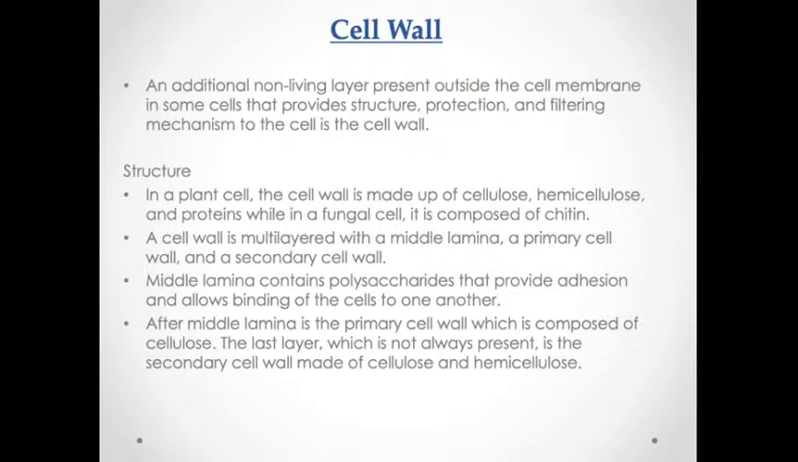In a plant cell, the cell wall is made up of cellulose, hemicellulose, and proteins, while in fungi it is composed of chitin. A cell wall is multi-layered with a middle lamella, a primary cell wall, and a structural secondary cell wall. The middle lamella contains polysaccharides that provide adhesion and allow binding of the cells to one another. After the middle lamella is the primary cell wall, which is composed of cellulose. The last layer, which is not always present, is the secondary cell wall made of cellulose and hemicellulose.